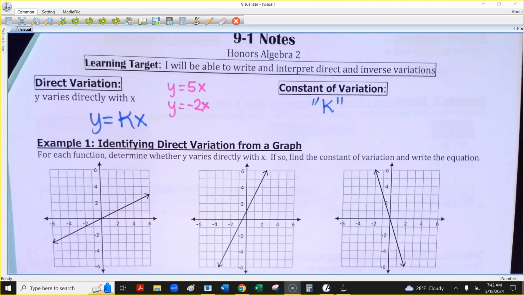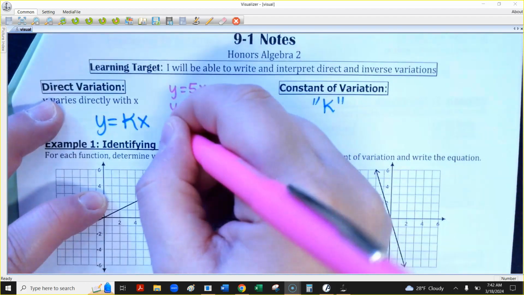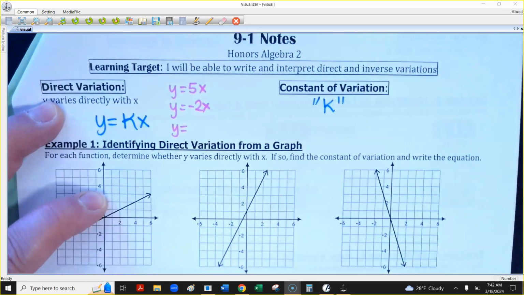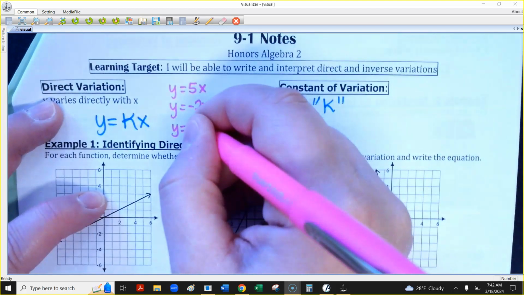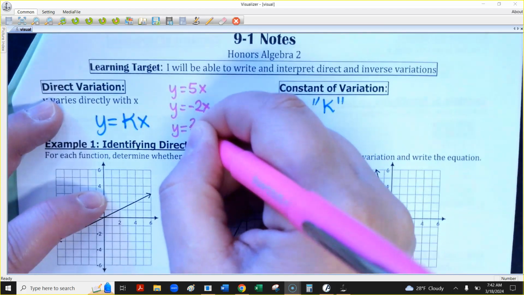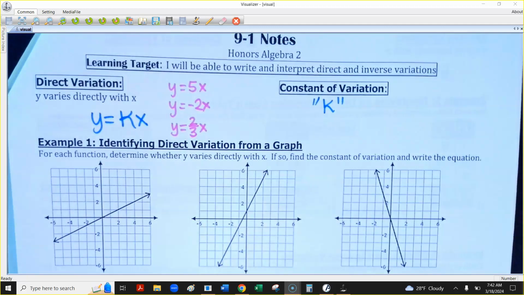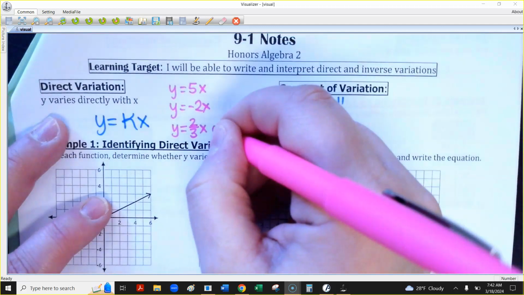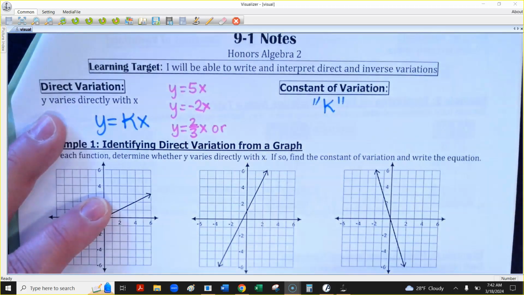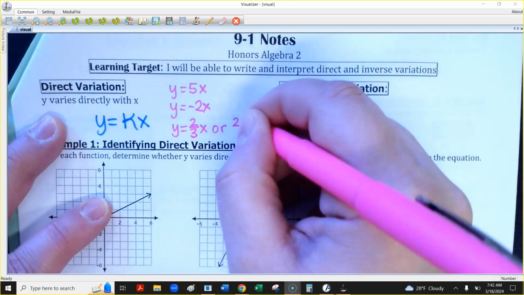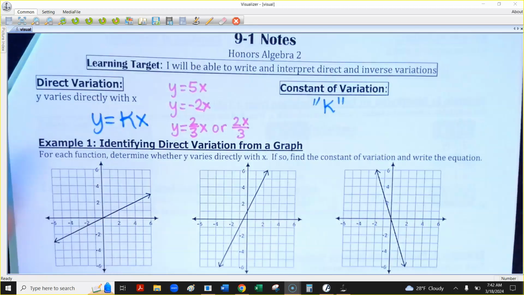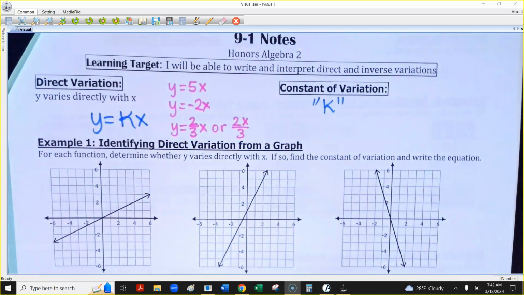And I do want to show you, because this will confuse people sometimes, most of the time if the k value is a fraction, let's say I had y equals 2/3 x, I could write it like that. Another way you could technically write it is 2x over 3. That would be the same. There's a couple problems that might do something like that, but that's still a direct variation.